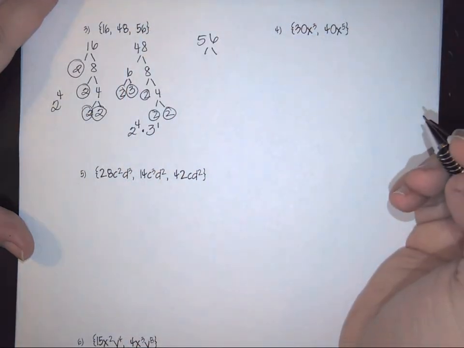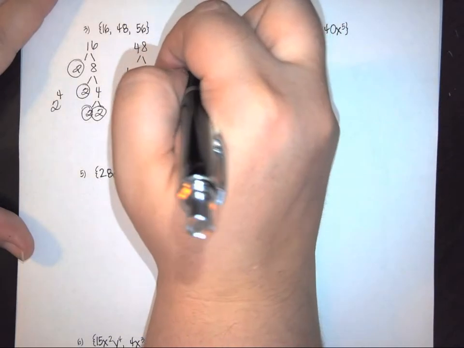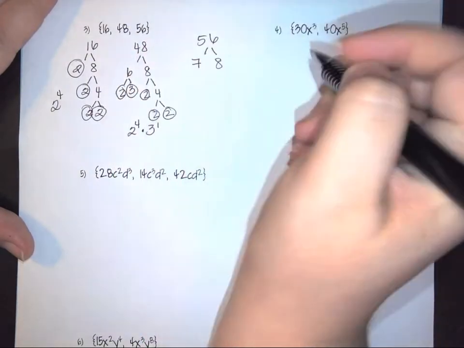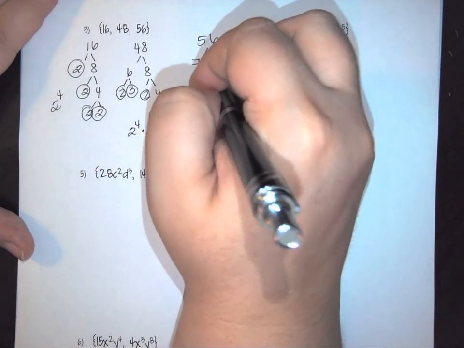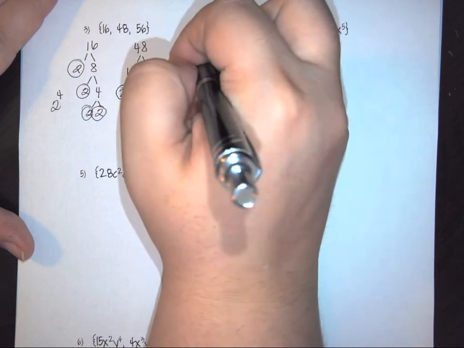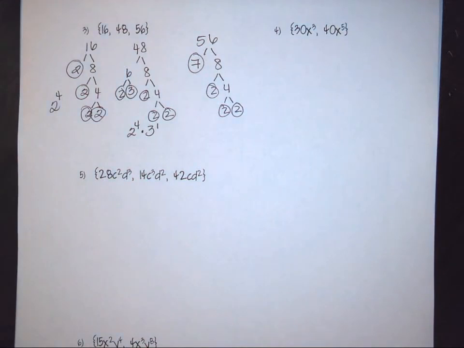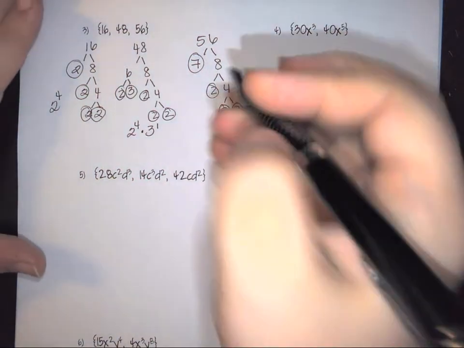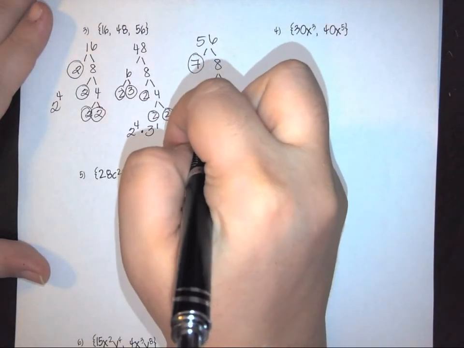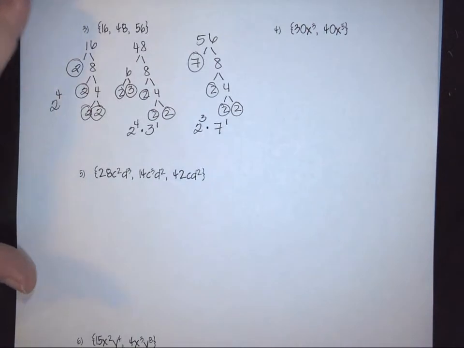And then the last one we have is 56. So again, when we think about 56, one of the things that I think about is usually 7 and 8. 7 is prime, but 8 can break into 2 and 4, which breaks into 2 and 2. Again, if you circled your primes, you could look at what we have. And in this instance, we would have 2 to the 3rd times 7 to the 1st.